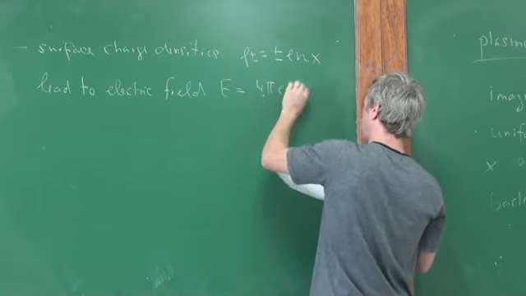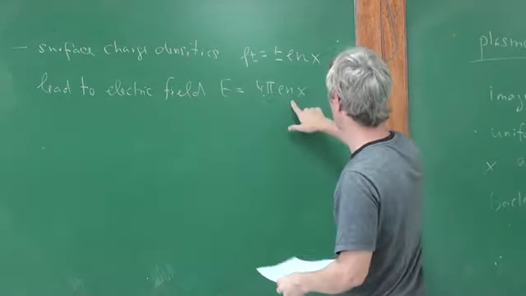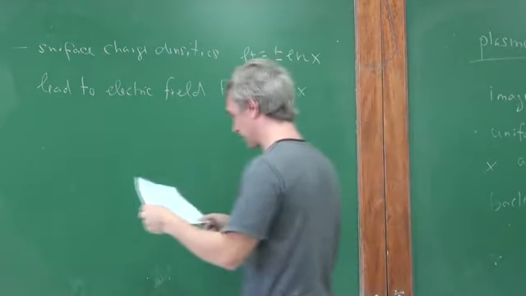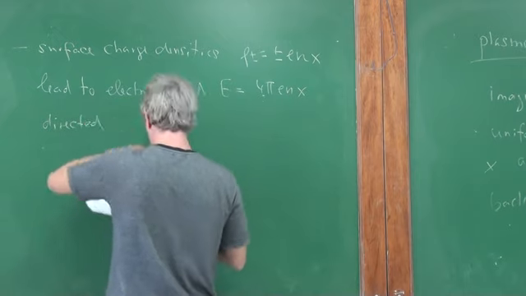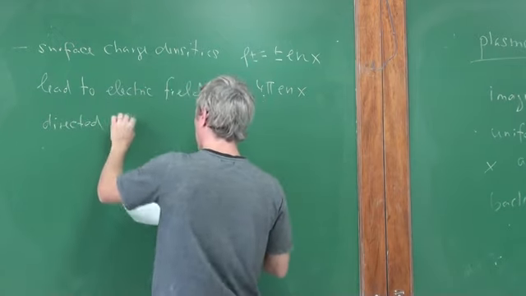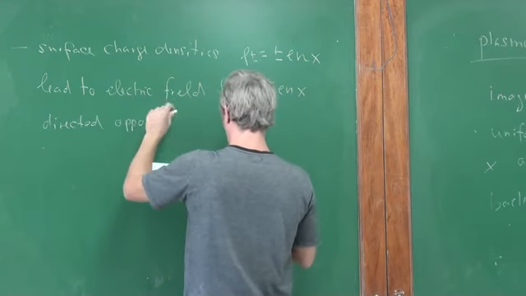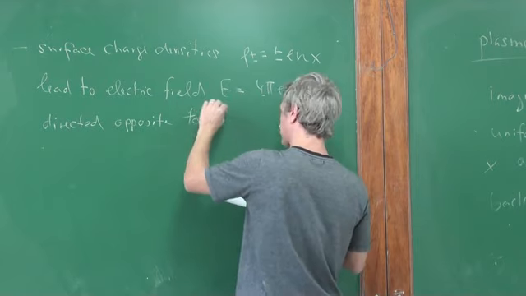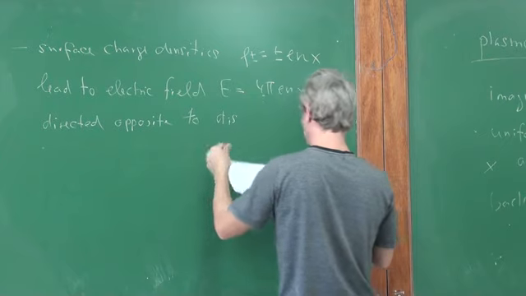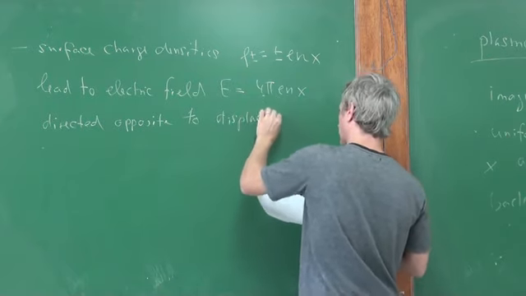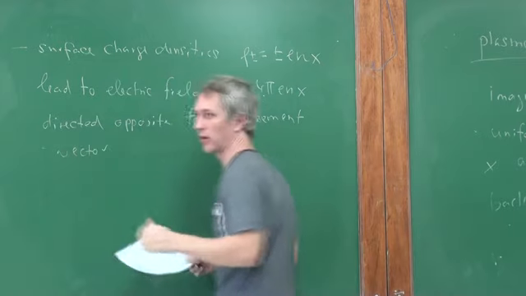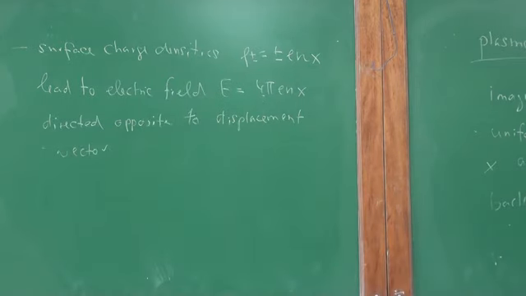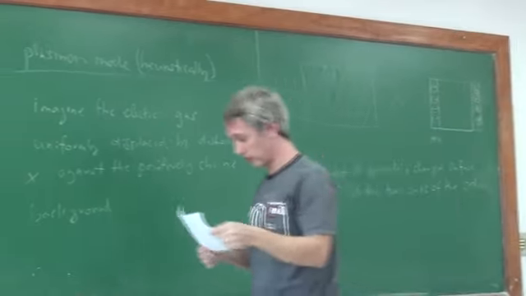Which is proportional to the surface charge density, so it's proportional to x, and it's directed against the origin which created it, so it's directed opposite to the displacement vector. Okay, so this is just exactly like in a plate capacitor, like you calculate in electromagnetism. So you just have the constant electric field due to the surface charge. Okay, just by Gauss's law already.